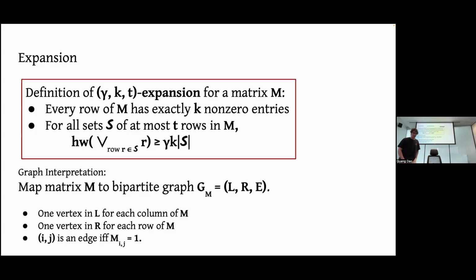Okay, so we can map our matrix M, or a general matrix M, in our case for the public key encryption scheme, it's going to be the matrix A, to a bipartite graph, G subscript M. It's going to have a left partition, right partition, and a set of edges. We have one vertex in the left partition for each column of the matrix. We have one vertex in the right partition for each row of the matrix. And then we put an edge between a left and a right node, if and only if it corresponds to a 1 entry in the matrix. The bipartite graph is just encoding, in some sense, the 1 entries of the matrix.